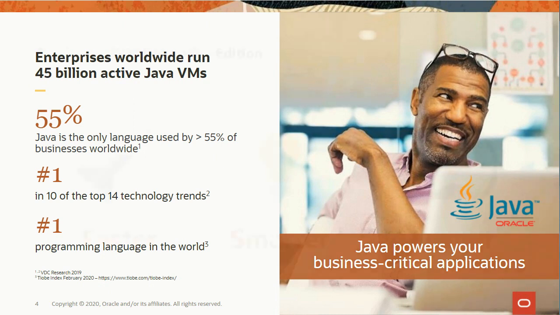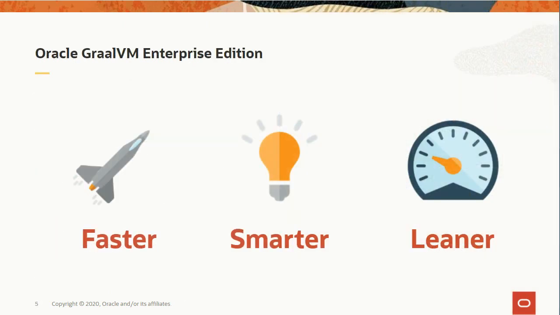GraalVM Enterprise allows your applications to run faster without any code changes, work smarter by giving you predictable performance, stability, and security updates for all your Java and JVM-based applications, and run leaner by reducing CPU, memory usage, and costs.